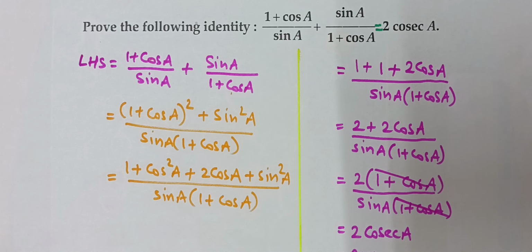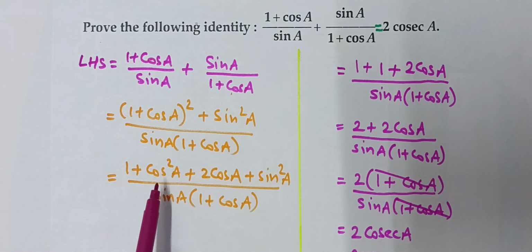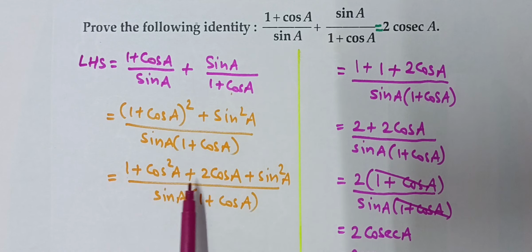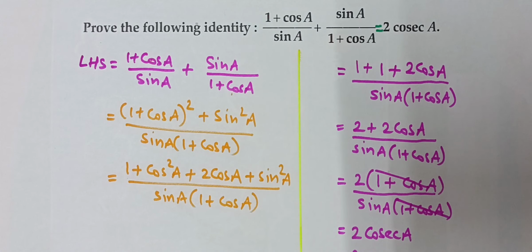Then after that, in the second step, we applied the (A + B) whole square identity: A square + B square + 2AB. After that, in step number 3, a square relation is possible. cos square + sin square, that is 1. One more 1 is there. So 2 times 1 and 2 cos A. Write the denominator as it is.